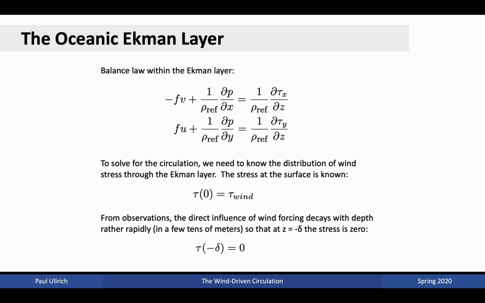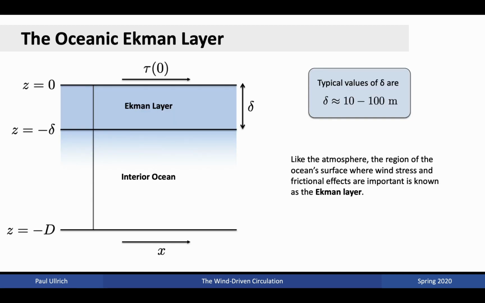From observations, the direct influence of wind forcing decays with depth really rapidly, namely in a few tens of meters. So at the bottom of the Ekman layer, effectively the stress induced by the wind is equal to 0. Typical values associated with the Ekman layer then are on the order of 10 to 100 meters. Note that this is a much thinner region than the mixed layer of the ocean.